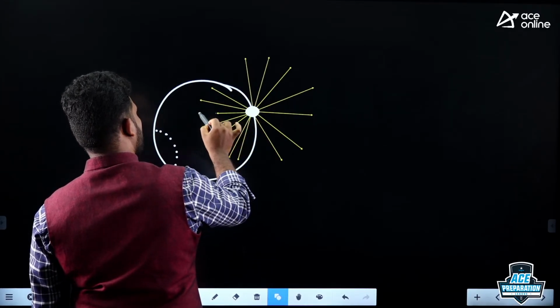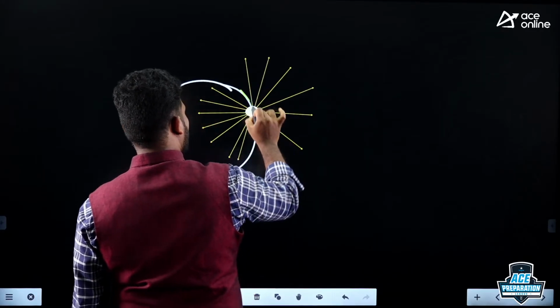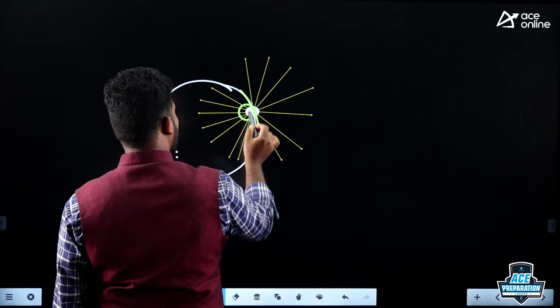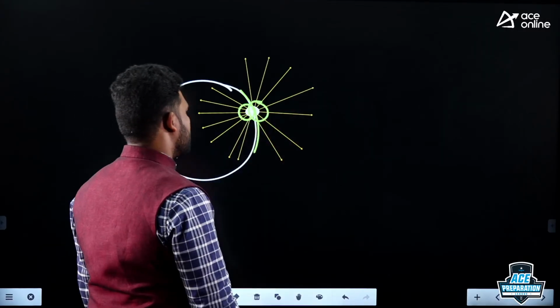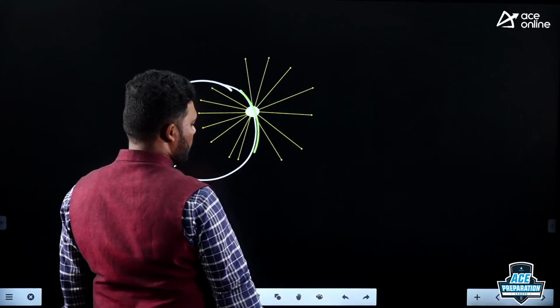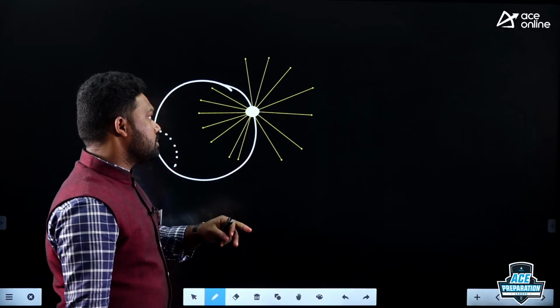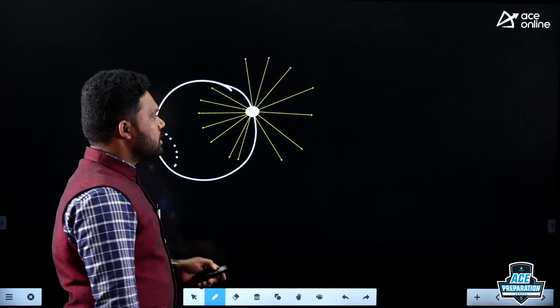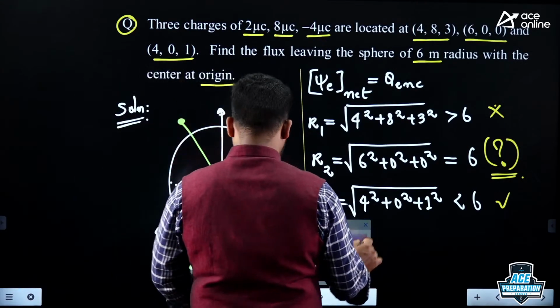This is how things are happening. You can treat this one like this: half of the charge is inside and half of the charge is outside. Yes, exactly, because of the symmetry, if the charge is present exactly on the surface, you have to consider half of the charge. So come back here. What is the net electric flux?